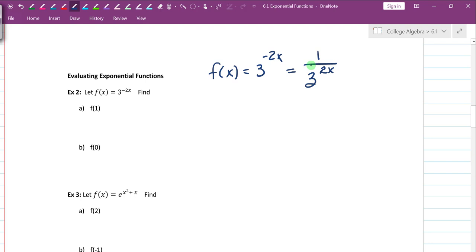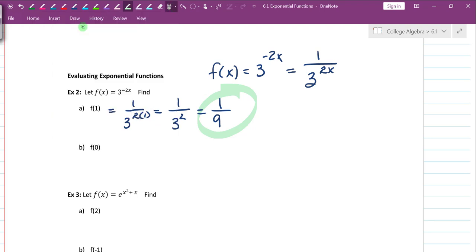So this is going to be equal to 1 over 3 to the 2 times x, which is 1. So this is 1 divided by 3 squared. And well, 3 squared is simply 9. So here is our answer right there. So f of 1 is equal to 1/9.